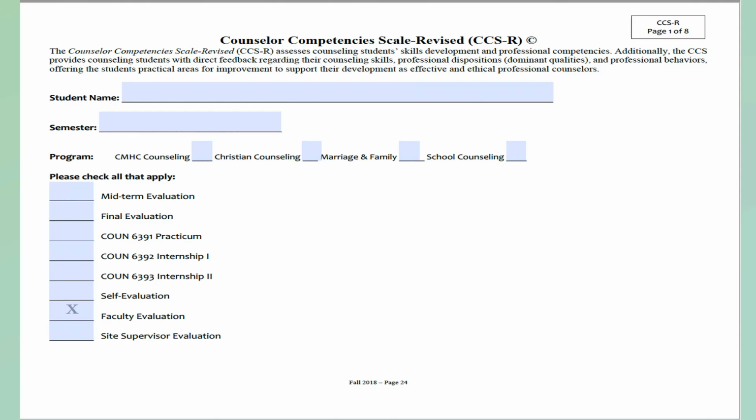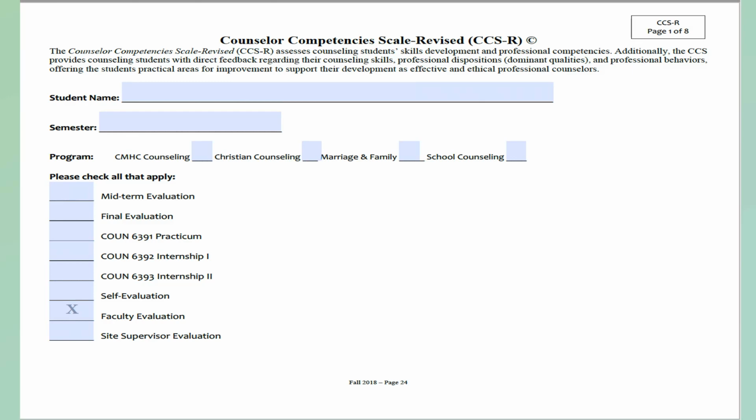And a lot of that has to do with our dispositions, how we represent ourselves professionally. And that starts now in your classrooms. I know that's hard to believe, but really, through your graduate program, you should be growing and you should be excelling in all areas, not just the academics.